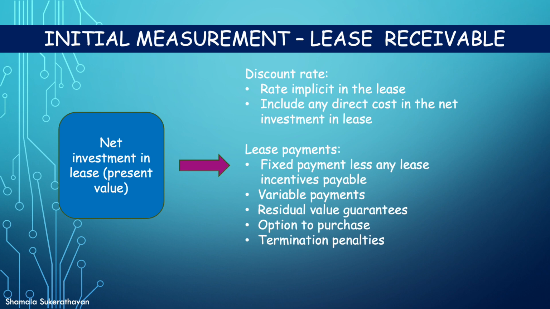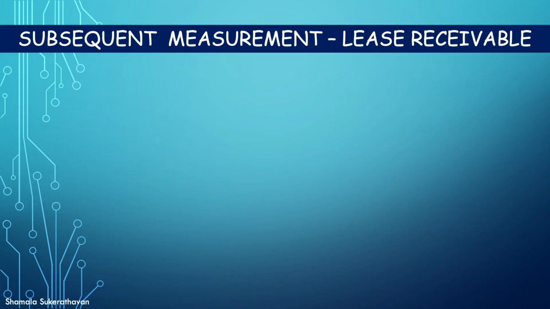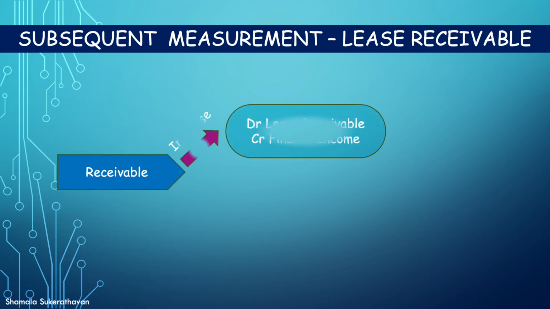Important to note, the unguaranteed residual value is excluded from lease payments but is factored into net investment in lease. It represents the sum that the lessor expects to recover from the value of the underlying asset at the lease conclusion that is not assured or guaranteed. On subsequent measurement, the carrying amount of the lease receivable is increased by the interest income and reduced by the cash receipt.